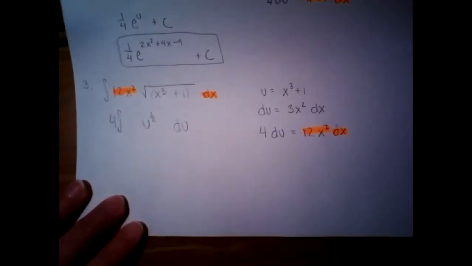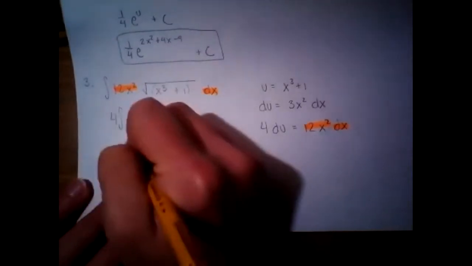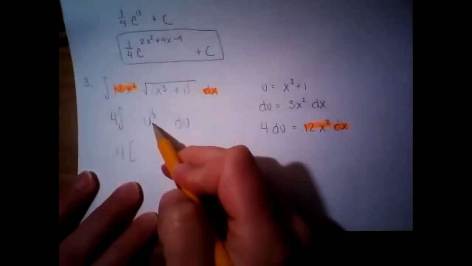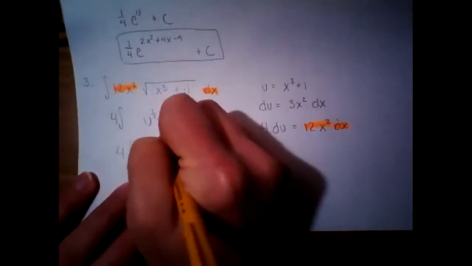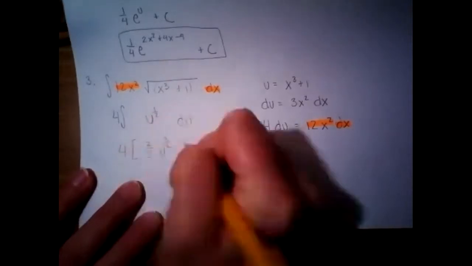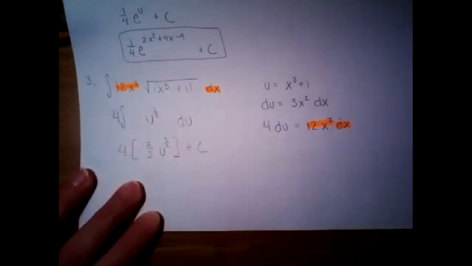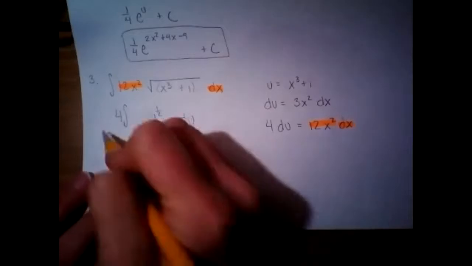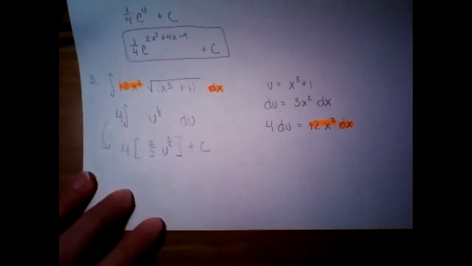And the next step is the most important step. We're going to do the antiderivative. So you add 1 to the power. That would be u to the 3/2. And so I'm going to need a 2/3 out front. So that's the most important step, is doing the antiderivative.